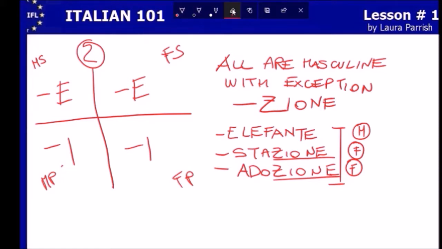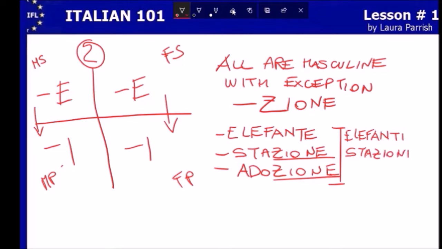So now let's make it plural, okay? Of course, you move from top to bottom: masculine singular, masculine plural, feminine singular, feminine plural. So you substitute the last letter. The plural of elefante will be elefanti. The plural of stazione will be stazioni.